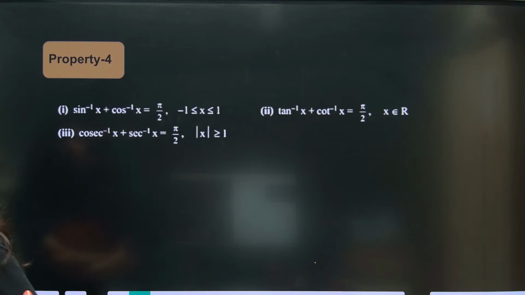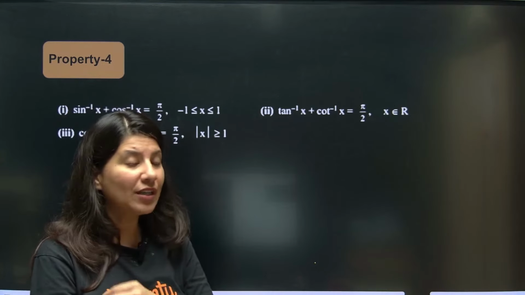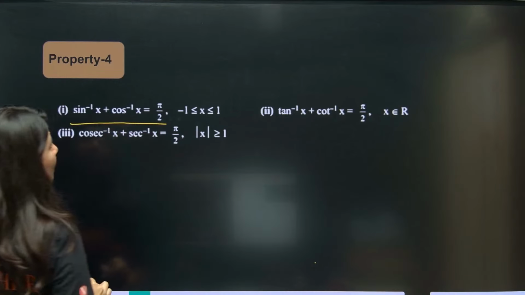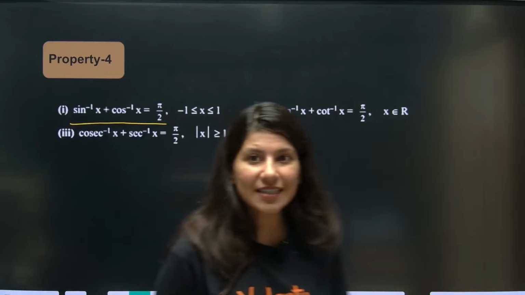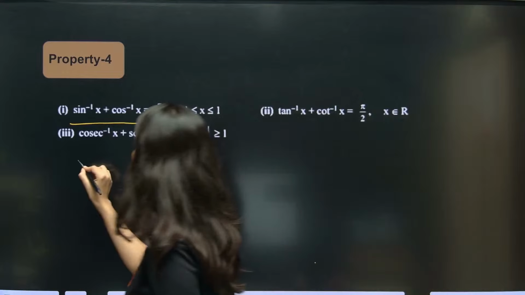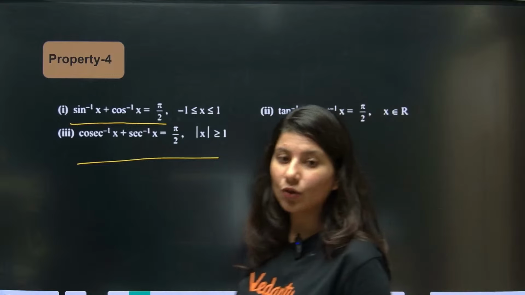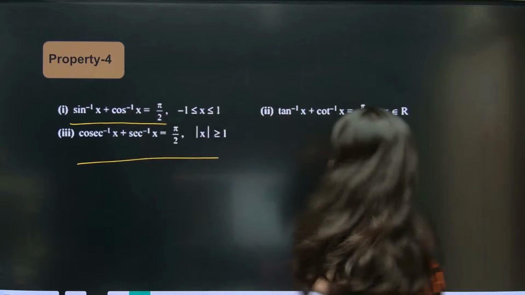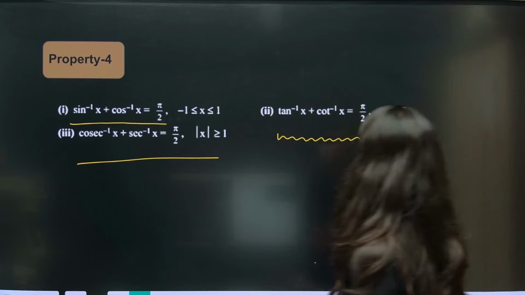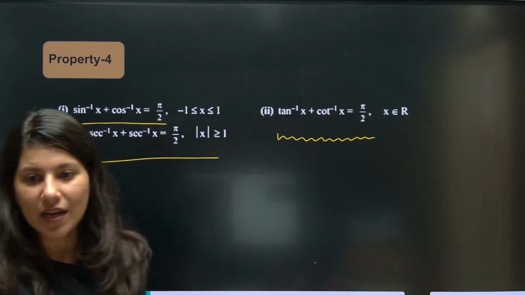Chalo. So now property number 4 is also a very popular property. This will be useful in all the upcoming chapters also. That sine inverse x plus cos inverse x is nothing but pi by 2. But the condition is x should be lying in domain minus 1 to 1. And similarly, cosec inverse x plus sec inverse x is also pi by 2. But the condition is x should be lying in domain, that is mod x greater than or equal to 1. And tan inverse x plus cot inverse x is also pi by 2 over here. But here the domain of x is not restricted, it is all real values.